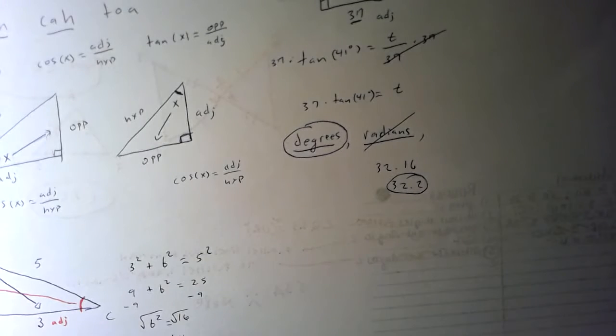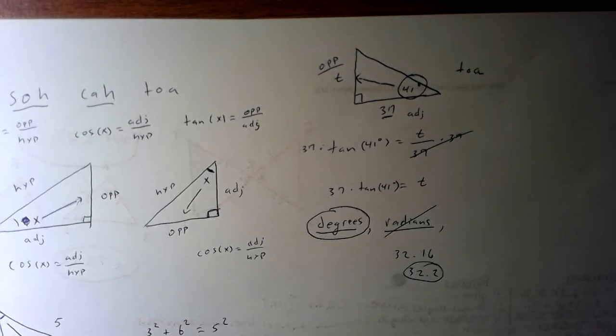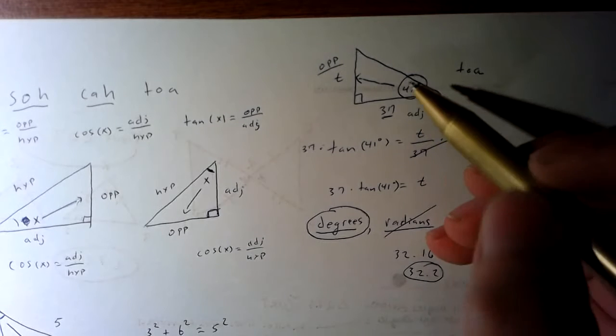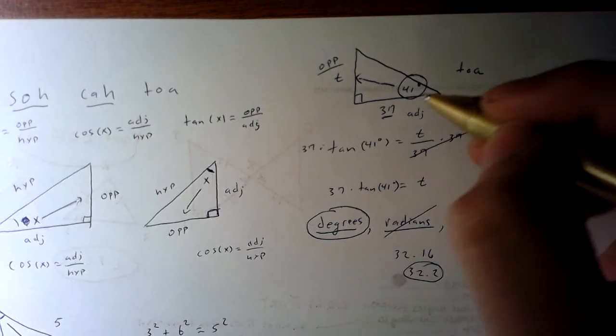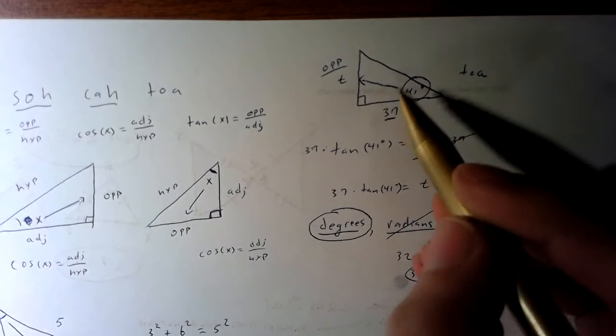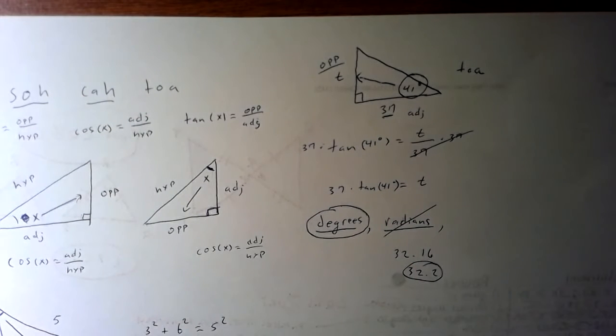Alright, so that's how you use the calculator to solve these trig problems. Now, there are two basic kinds. One of them is when you want to find one of the sides. They give you the angle, so 41 degrees, and one of the sides, and then they want you to find the other side. In this case, it was the opposite side.